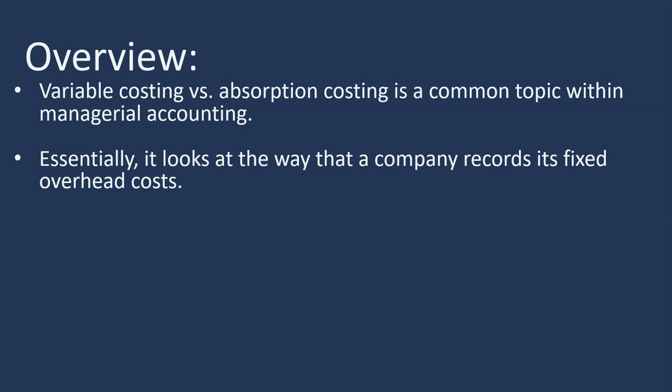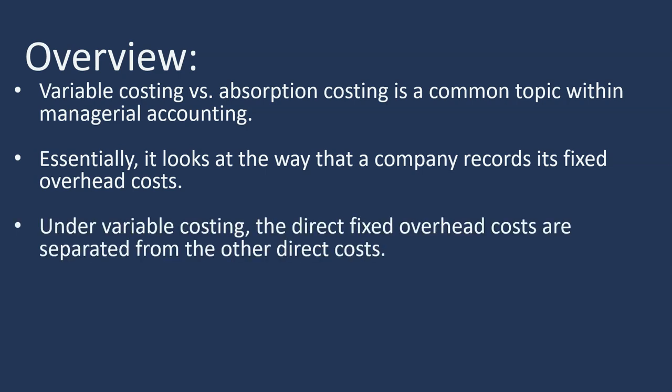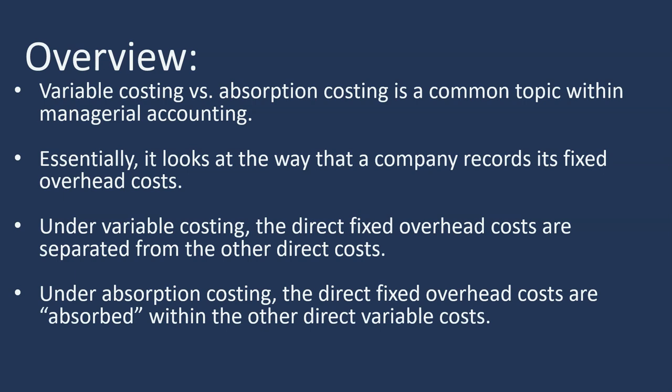So really this difference is looking at the way a company records its fixed overhead cost. And again, if you don't know what a fixed versus a variable overhead cost is, check out one of our other overhead and costing methods courses, and it'll walk through the difference between a variable cost and a fixed overhead cost. So in the variable costing method, the direct fixed overhead costs are separated from the other direct cost of production. Whereas under absorption costing, the direct fixed overhead costs are absorbed within the other direct variable cost.